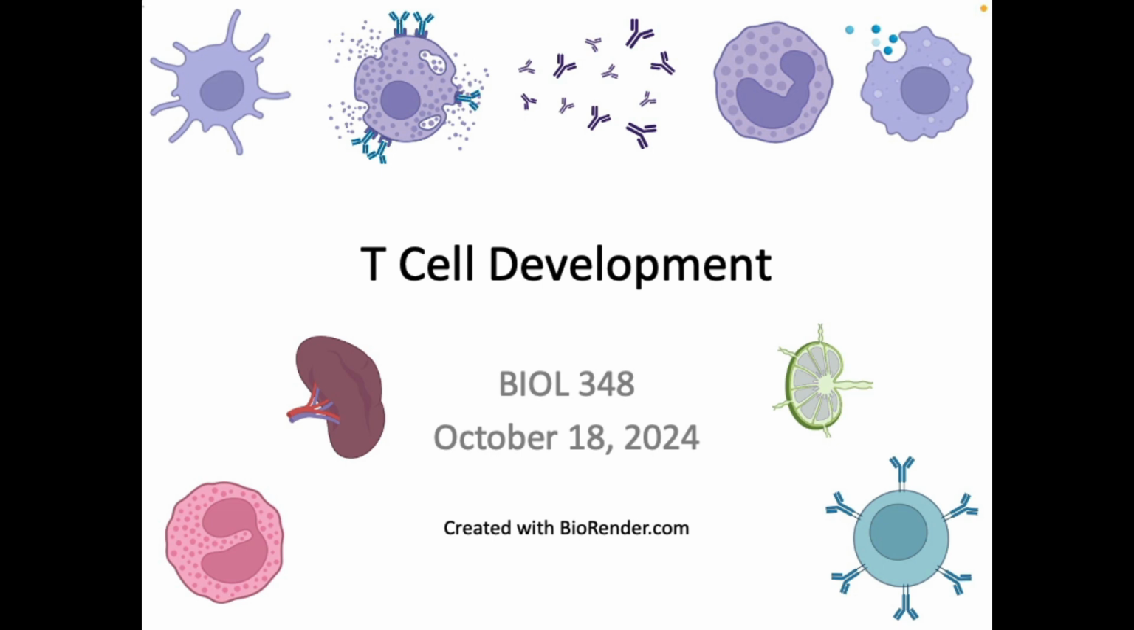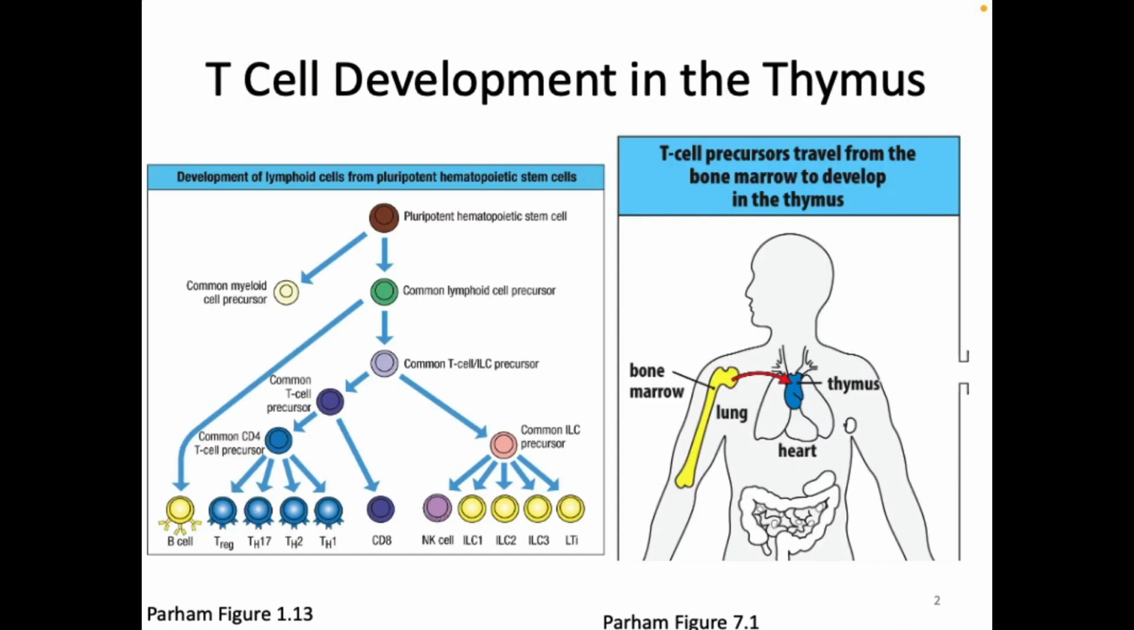So like I said, today we're going to think about T cell development. T cell development occurs in the thymus. We're going to be seeing a process that is really similar to the process of B cell development that we previously saw. But one of the big differences is that our precursor cell has to migrate to the thymus in order to do T cell development.